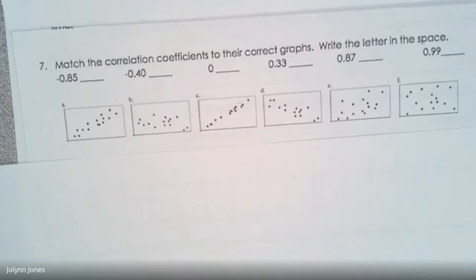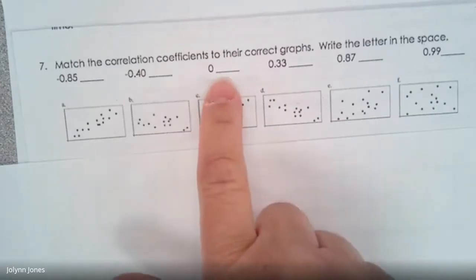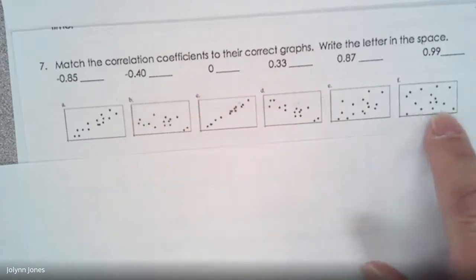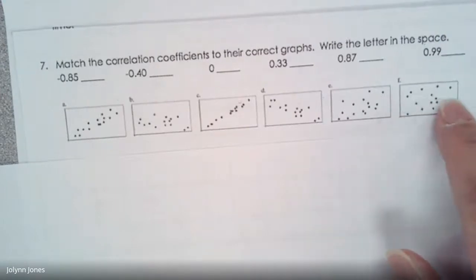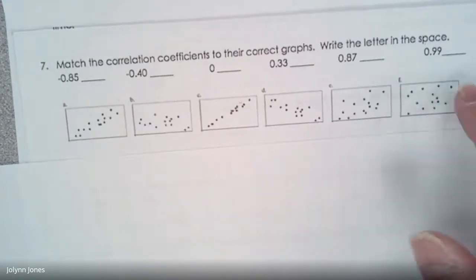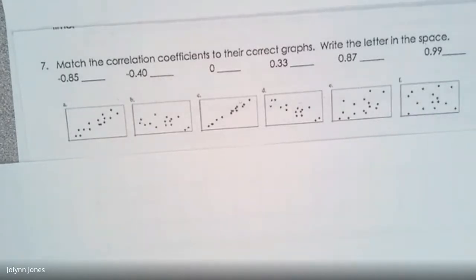Then let's do the one that's 0. This one is scattered all over the place. Just like what Mr. Shaw had up on the board, you would just have that horizontal line, because there really is no correlation with all of that. There's no line of best fit that really works.